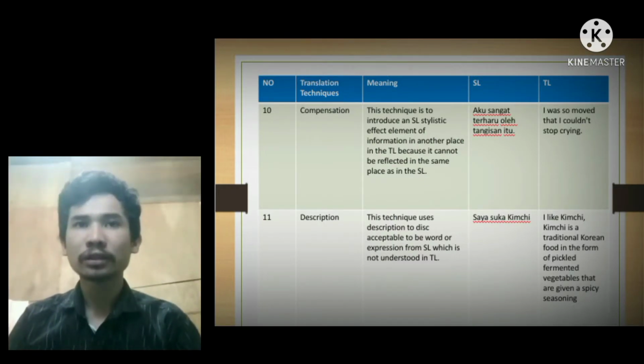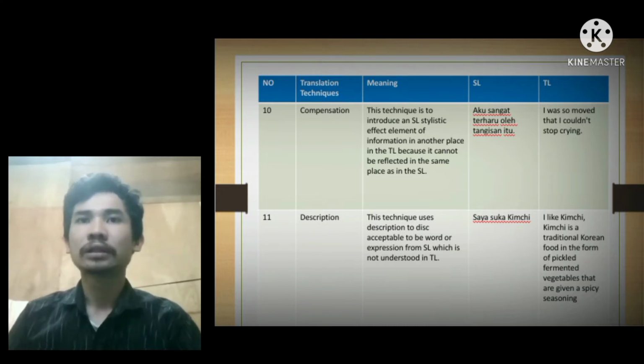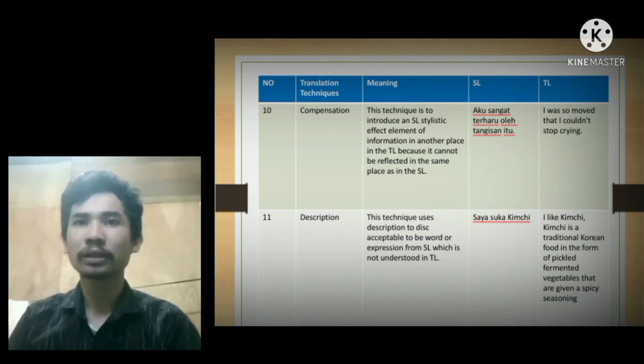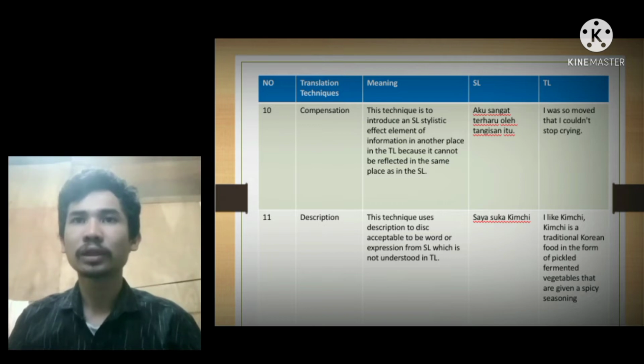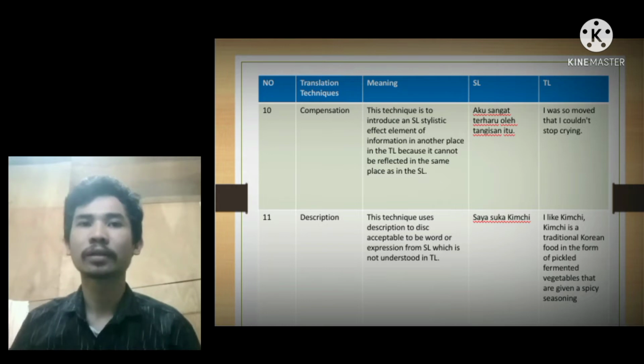And the next in translation technique is compensation. This technique is to introduce a source language stylistic effect or element of information in another place in the target language, because it cannot be reflected in the same place as in the source language. And the example in source language is "aku sangat terharu oleh tangisan itu", and the target language is "I was so moved that I couldn't stop crying".